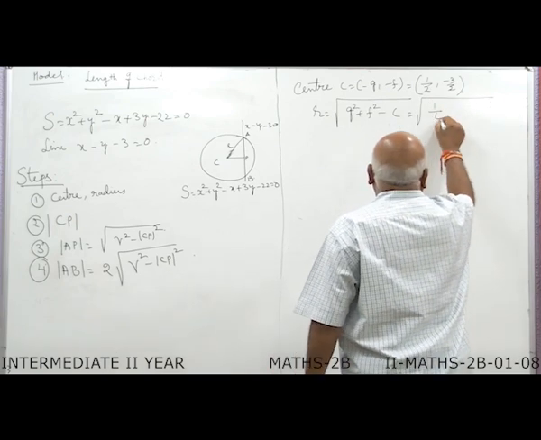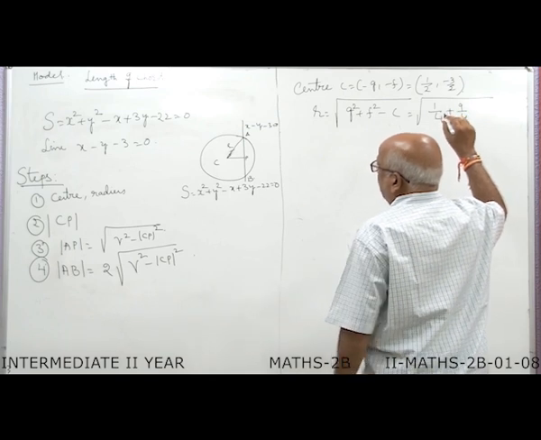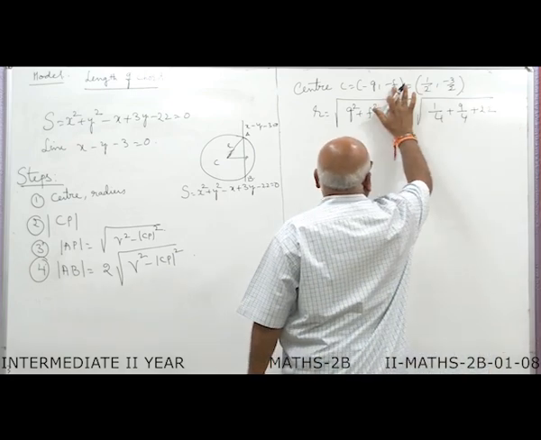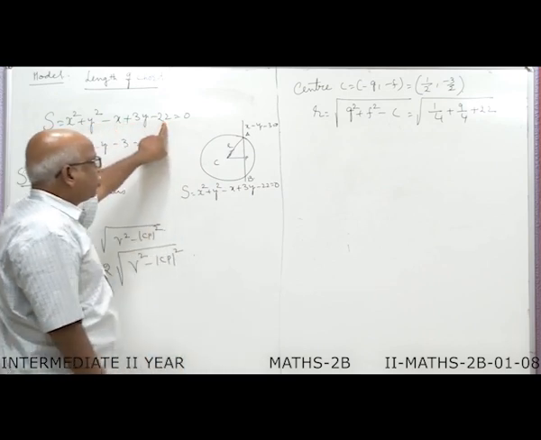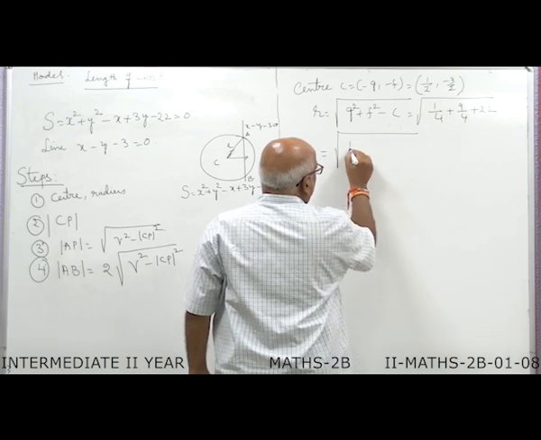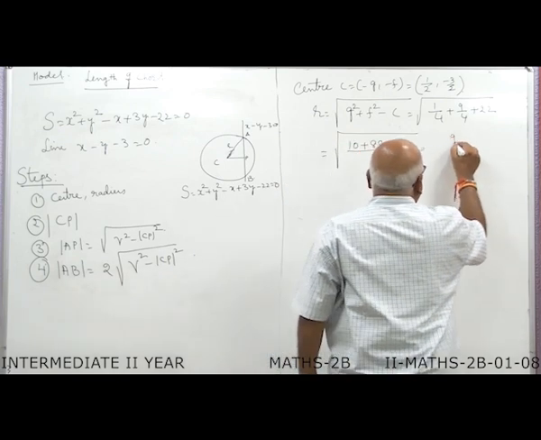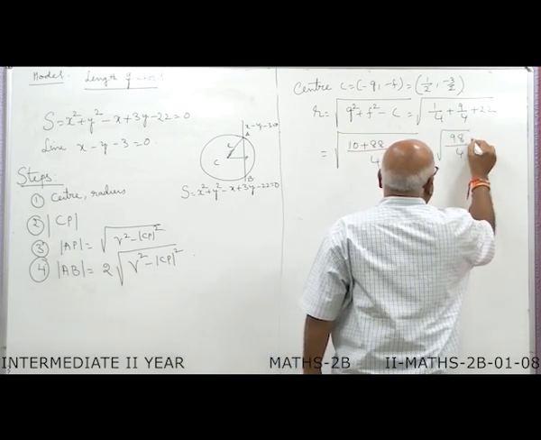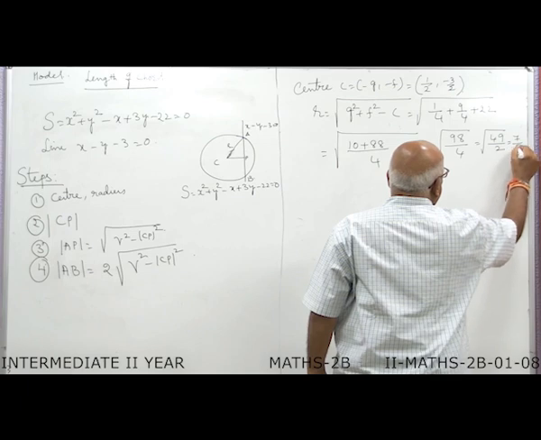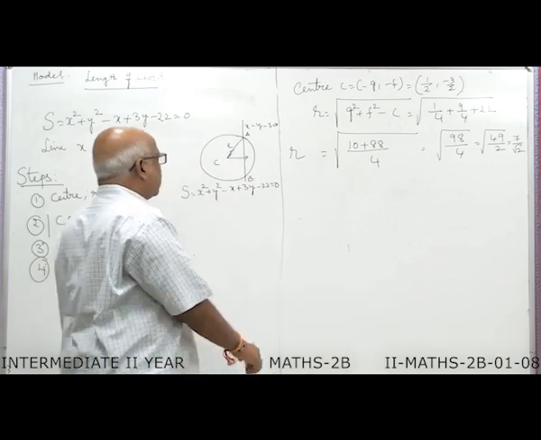Root of 1 by 4, 9 by 4 minus C. What is minus C, sir? Minus into minus plus 22. G value you know, F value you know, C is minus 22. That's what I applied. Root of 1 plus 9, 10 plus 88 by 4. 98 by 4 under root. 49 by 2 under root, that is 7 by root 2. R equal to 7 by root 2.